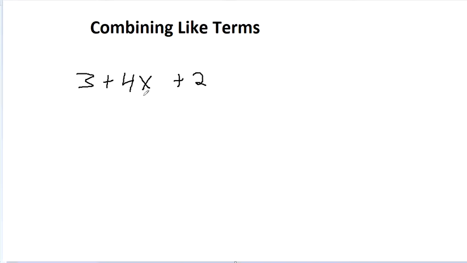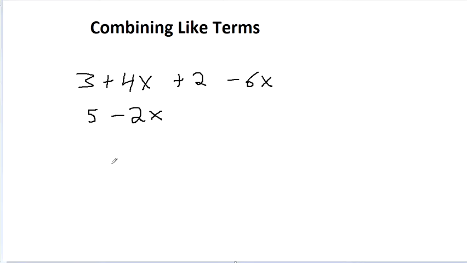Okay, if I add in a 2, then all of a sudden we do have like terms that we can combine. Plain old numbers can add up to each other. And then let's say something like this. The 4x and the 6x are also like terms. They can combine. So we got 3 plus 2 makes 5. And then if you've got 4x minus 6x, that makes negative 2x. So that's an example of combining like terms.